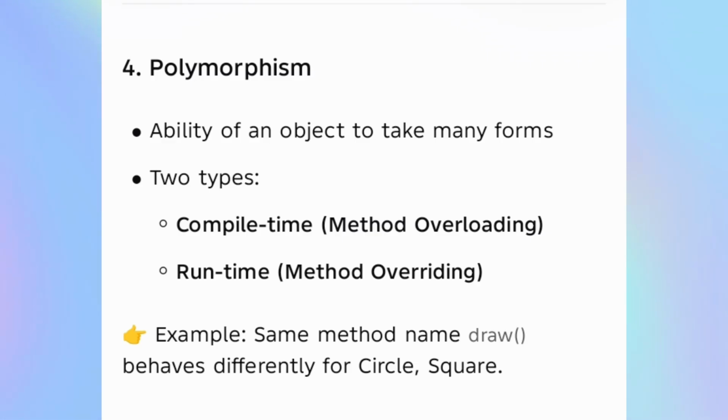Fourth one is polymorphism. Ability of an object to take many forms. Poly means many forms. Two types of polymorphism. One is compile time, like method overloading. In method overloading, there are three types.